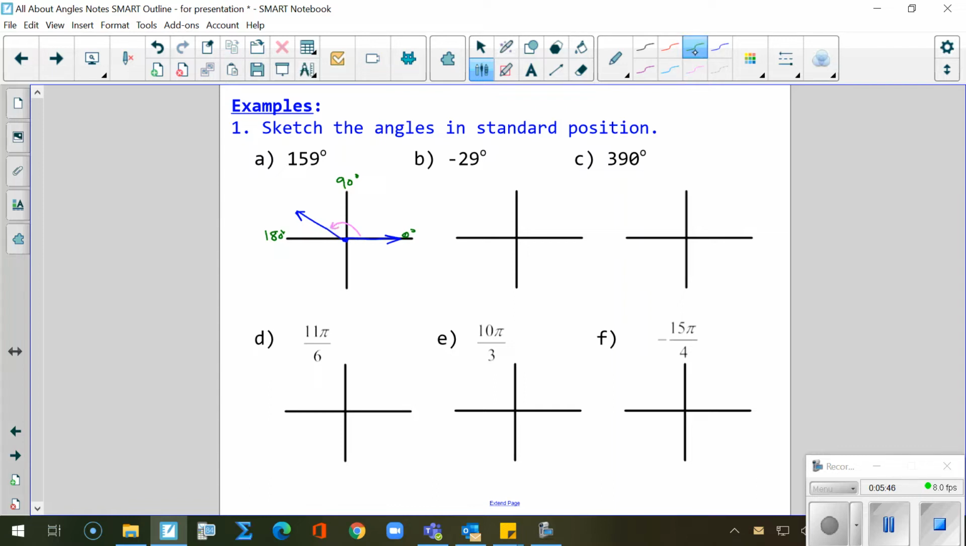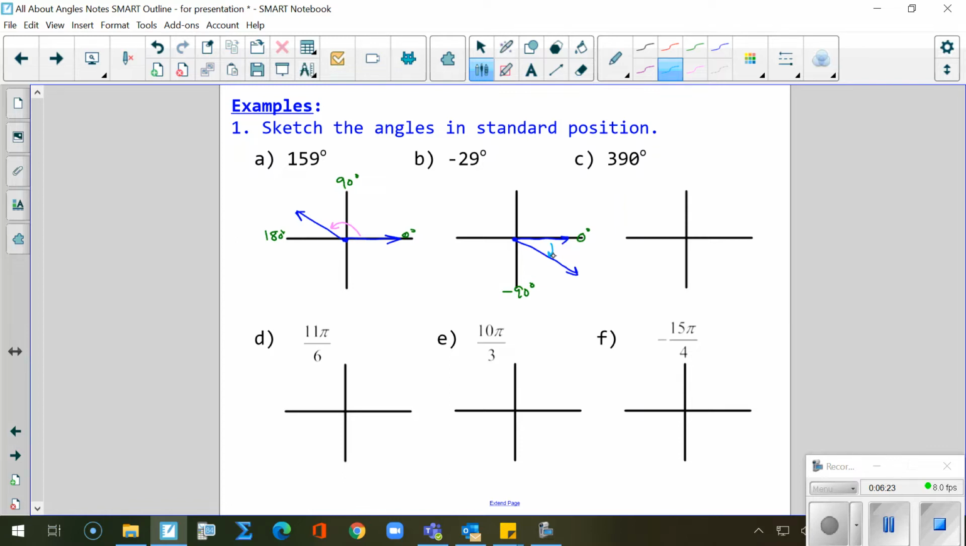A negative 29-degree angle. If we're going backwards, we'd start at the x-axis 0 degrees, and going clockwise, this would be negative 90 degrees. Negative 29 is about a third of the way from 0 to negative 90. And again, I'm not done. I have to indicate with an arrow the direction of the rotation.